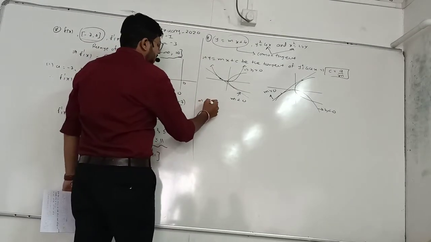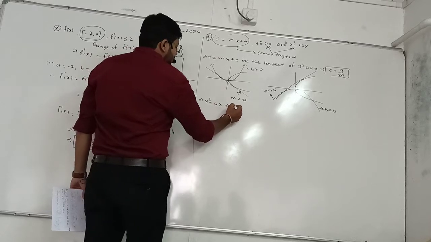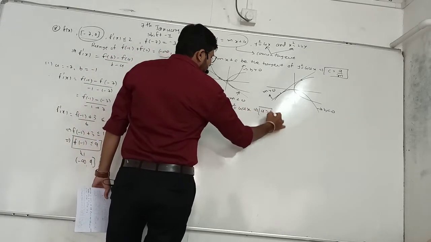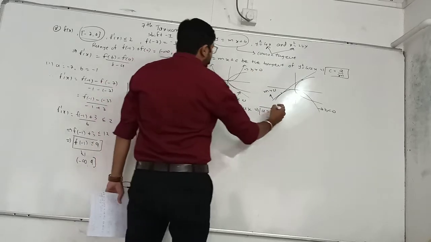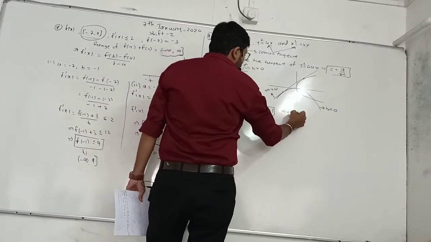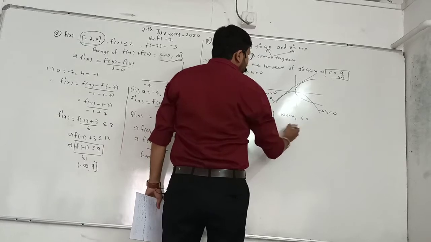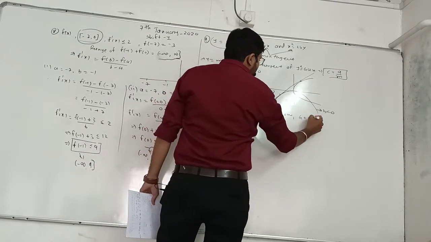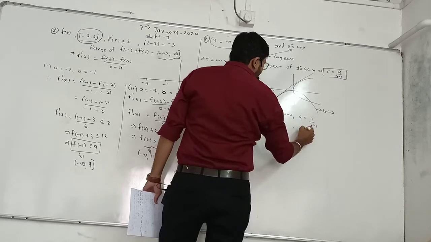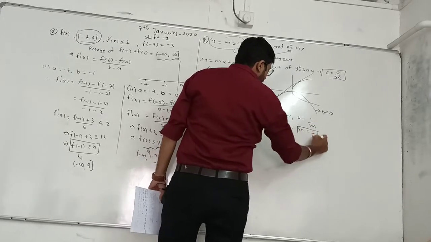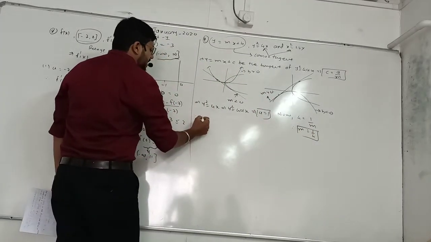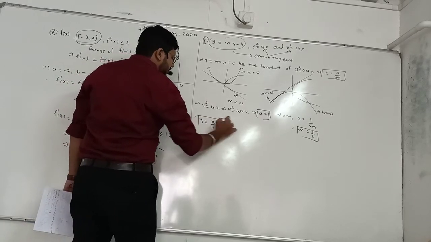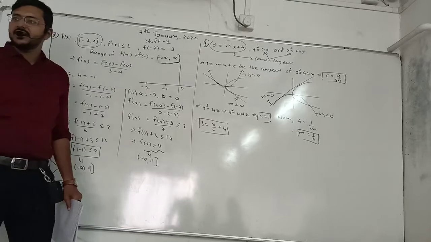So here y square equals 4x. Compare this with y square equals 4ax, so we'll get a equals 1. So according to the condition, c equals a by m. So c is 4, a is 1, so m equals what? 1 by 4 we will get. So now the tangent is y equals x by 4 plus 4. This will be the tangent.